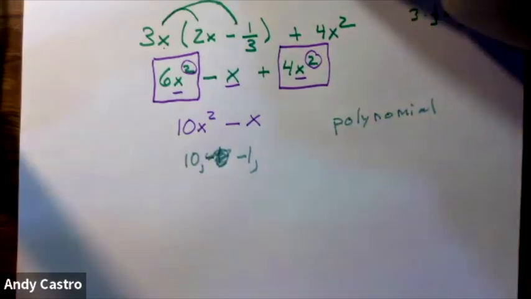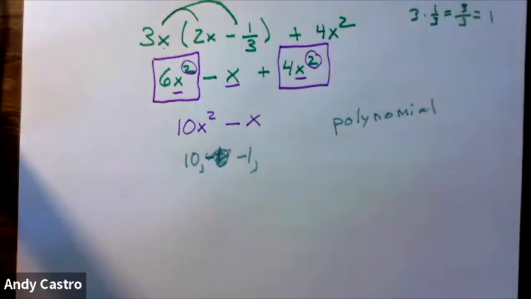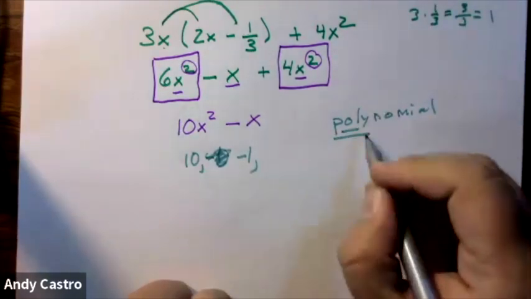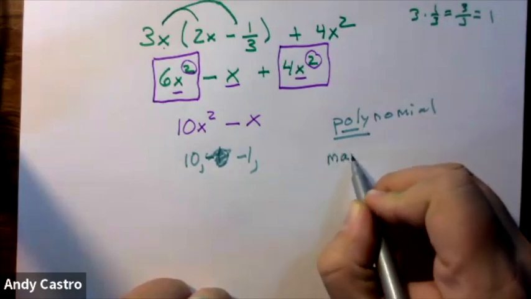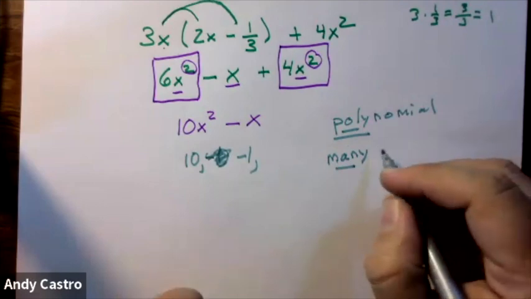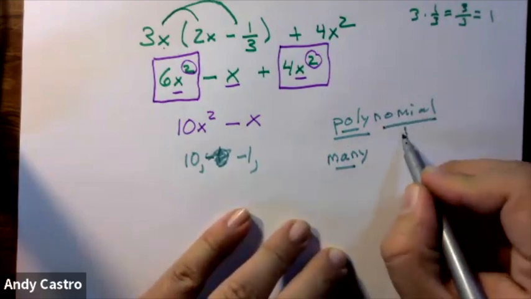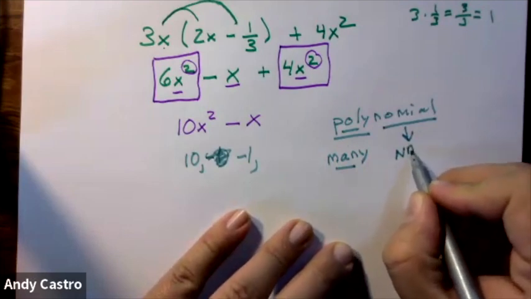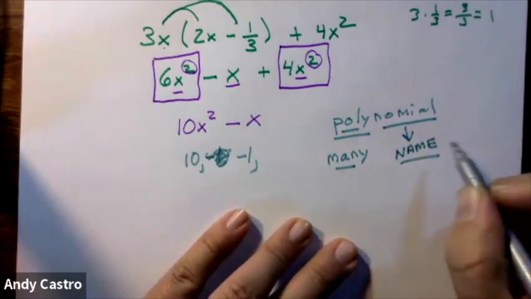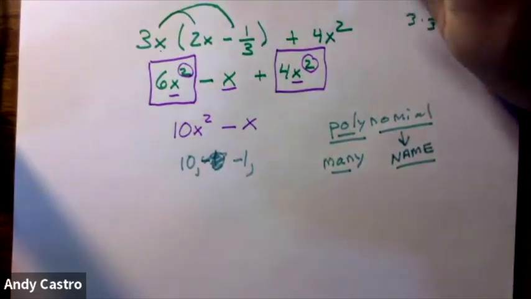This is a polynomial. Now, before we get into naming, I kind of want to look at the etymology. You guys probably know this: poly means many. This is the Latin origin of the word. Nomial, this is the one I didn't know, means name. So a polynomial means many names.